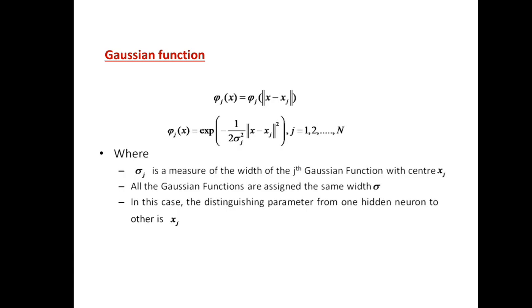Phi j of x is equal to the exponential of minus 1 by sigma j squared times the squared distance from x to xj, where sigma j is the measure of the width of the jth Gaussian function with center xj. All the Gaussian functions are assigned the same width sigma. In this case, the distinguishing parameter from one hidden neuron to another is xj. Finally, the main drawback of RBF is that it requires good coverage of the input space by radial basis functions.